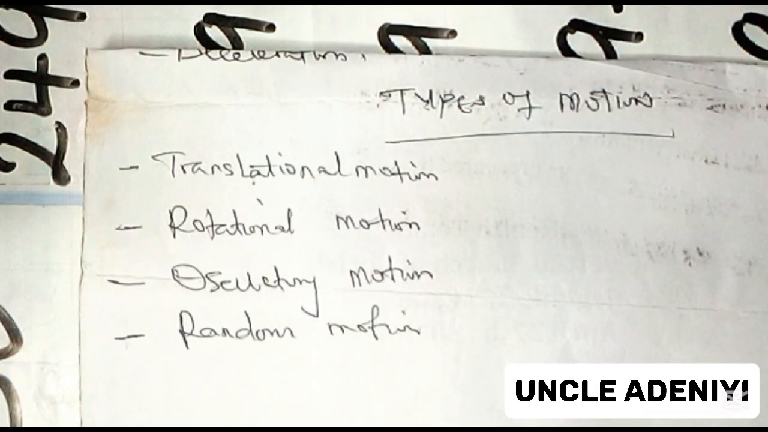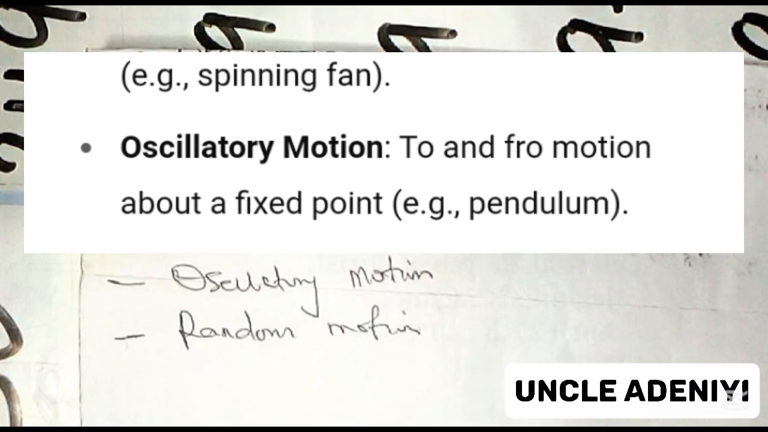Another one is oscillatory motion. From the word oscillate, it means a to and fro motion about a fixed point. It will be moving from one point to another, to and fro. An example is a pendulum. Have you seen a pendulum clock before? It will just be moving to and fro, left and right. That's called oscillatory motion.